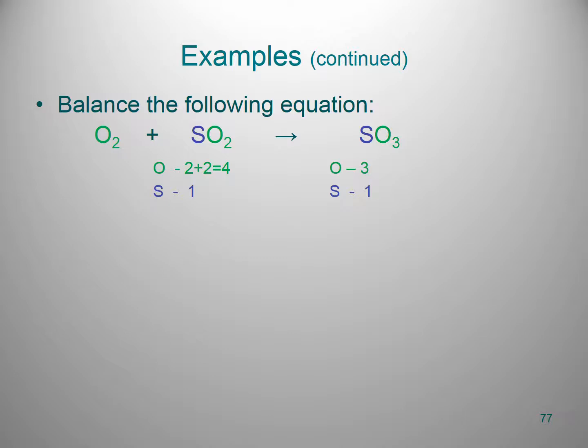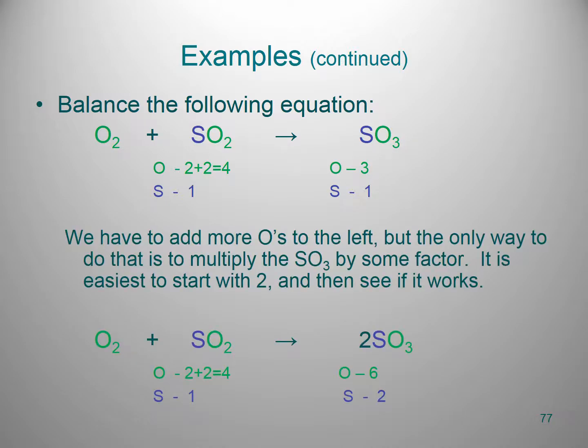The only way I can get them in this case is to have a multiple of SO3. So it may not work out, but what I'm going to do is multiply the SO3 by 2. I'm going to see what happens if I get a multiple of that. I could try by doing 3, but I'm just going to start simple and try multiplying by 2. So that's what I did here.